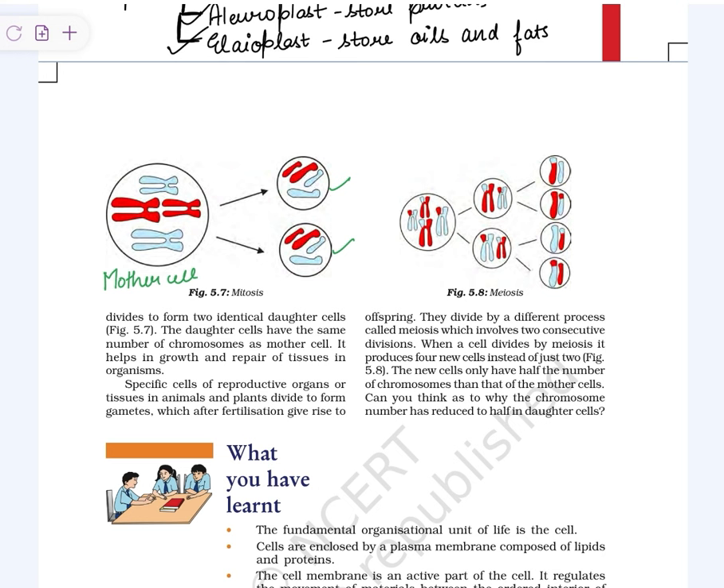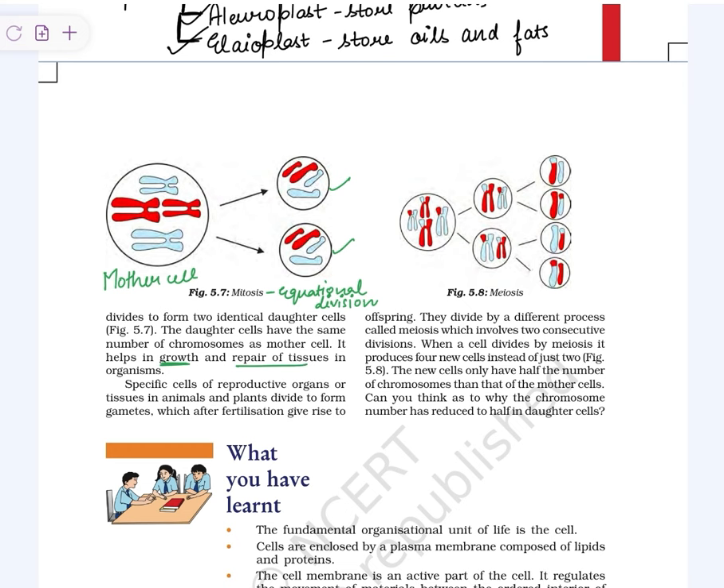The daughters have same number of chromosomes in this case. These two daughters have same number of chromosomes as that of the parent cell, and therefore it is also called as equational division. This mitosis is also called as equational division because there are equal number of chromosomes in the parent cell as well as in the daughter cells. This mitosis process helps organisms in growth and in repairing the tissues.